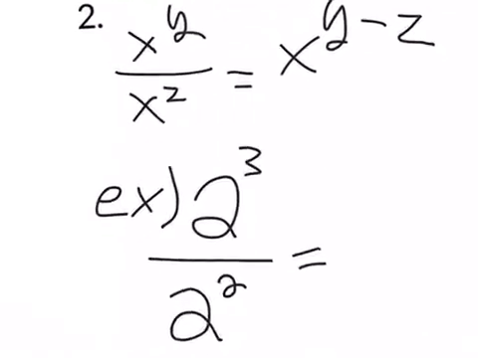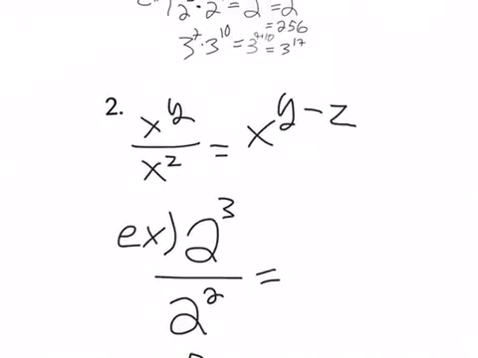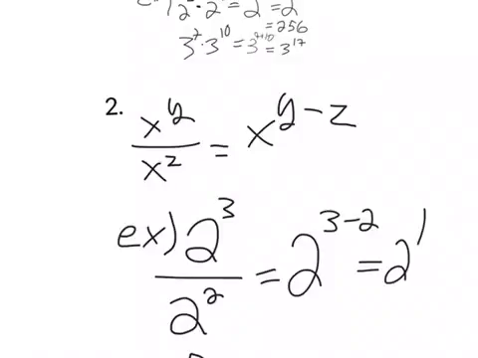Here we have 2 to the 3rd divided by 2 to the 2nd. So I have common bases, 2 and 2. All we need to do is keep the 2, and then subtract the exponents. You'll get 3 minus 2, and that will give you 2 to the 1st, which is equal to just 2. And now let's look at another example.